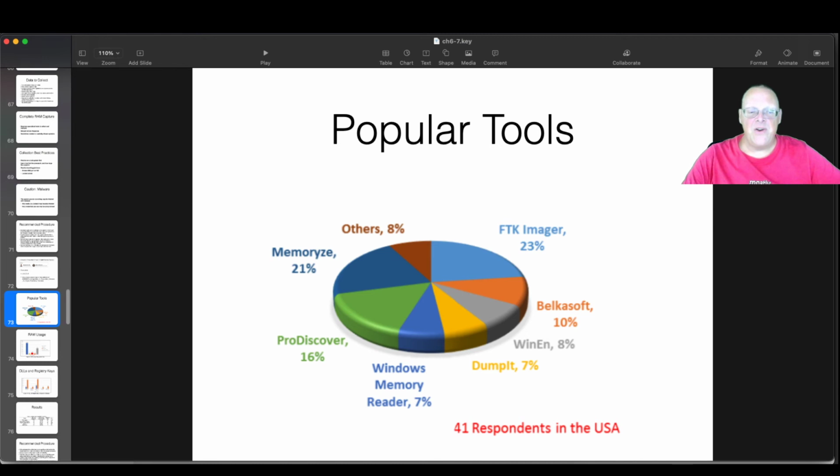They asked about tools, and Memorize is a big one. Belkasoft RAM capture and FTK Imager are also popular. Here's a lot of tools that people use.